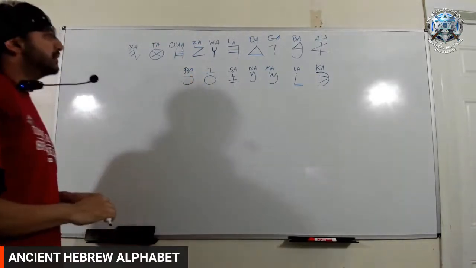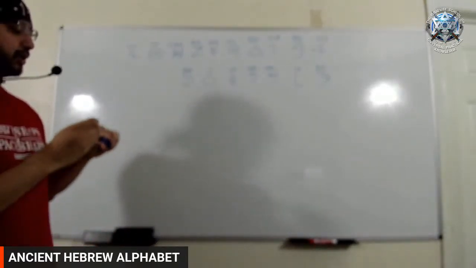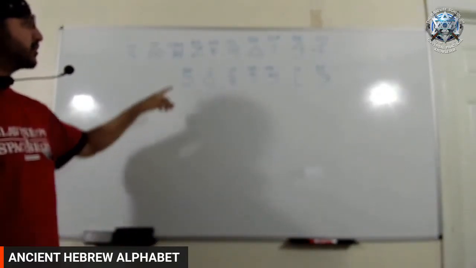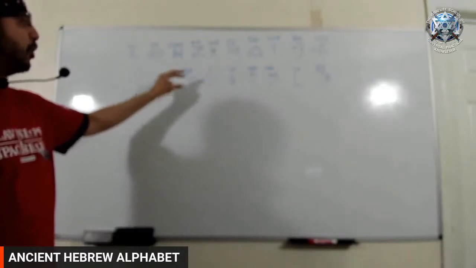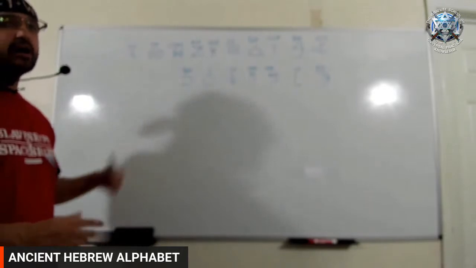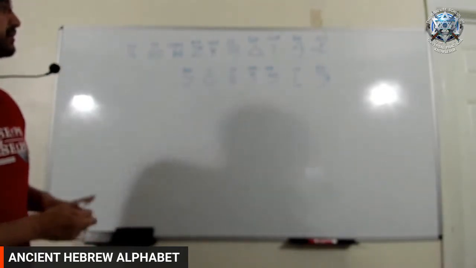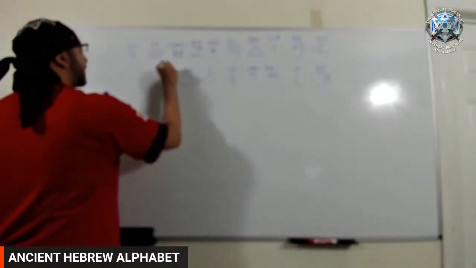Pa. Pa looks like a mouth. In fact, the letter pa actually means mouth. So when you look at the way this has an opening right here, that actually looks like a mouth. Pa, which means mouth in the ancient Hebrew. Pa. Sa, pa. Taza.